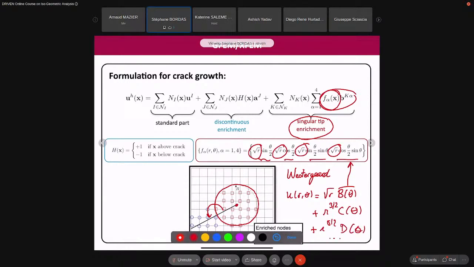And the more terms you put in, the better the solution will be. For example, if you put the r to the power 3/2, you will be able to compute what's called the T stress, which is the term in front of the term r to the power 3/2. And if you put the root r term, then you'll be able to compute the stress intensity factor, which is the amplitude of the function in front of the singularity when you compute the stress close to the crack tip.